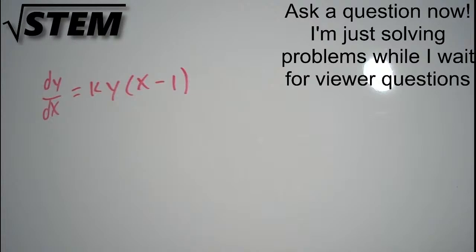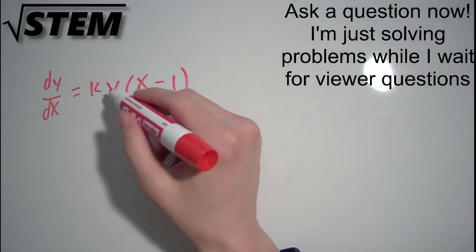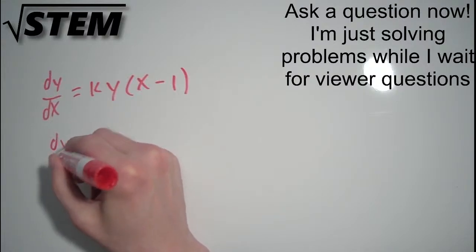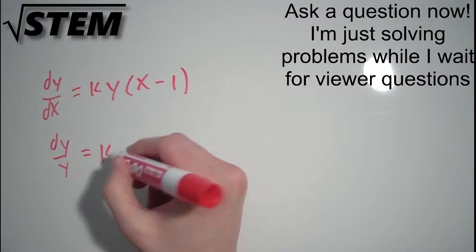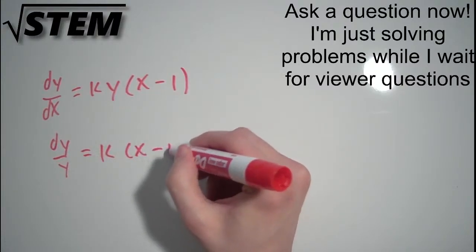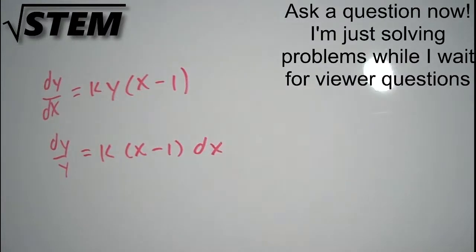So this looks like it is a separable differential equation. We should be able to put all the y's on this side and all the x's on this side, and then integrate it and be able to solve for the function y of x. So let's try it. Let's divide by y, get dy over y, and multiply dx to the other side. Get k times x minus 1 times dx, and now we'll integrate.